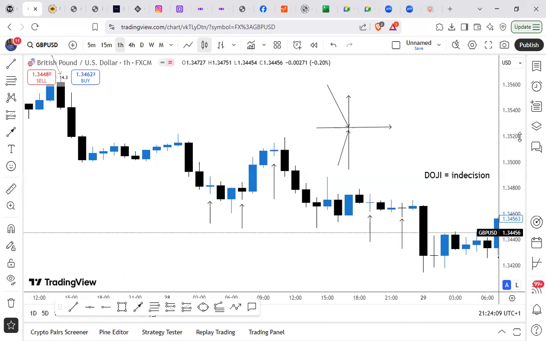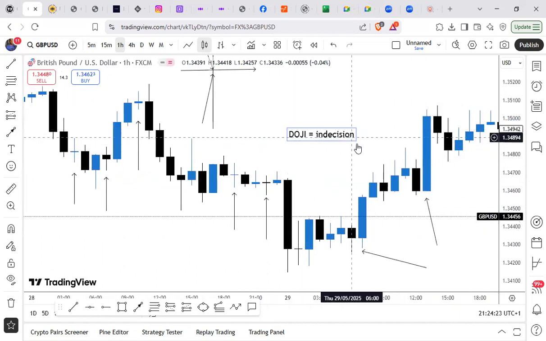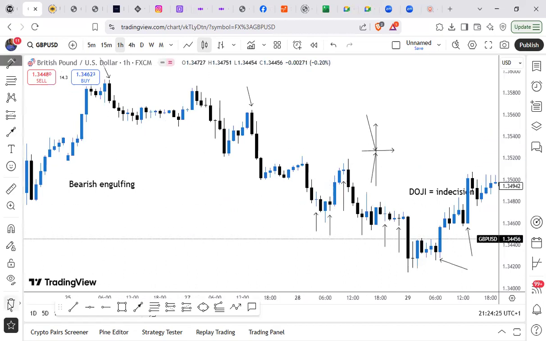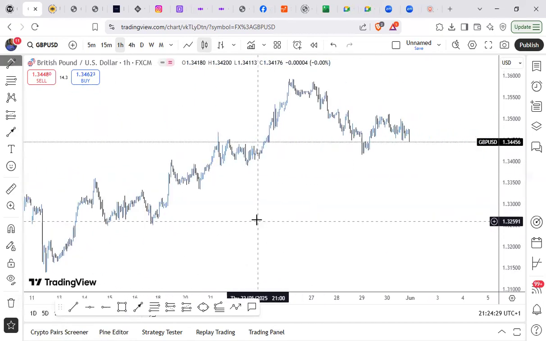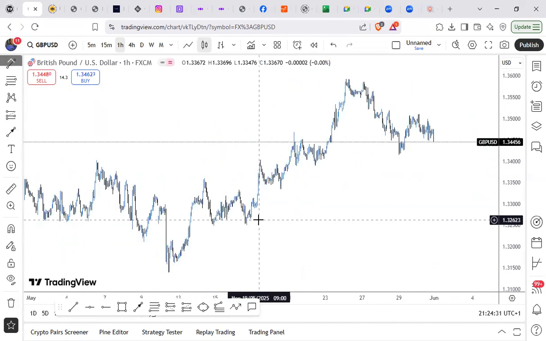Okay, but the doji can have a different use. I'll come to that later on. The doji can have a different use, which we are going to visit later. All right. So let me clear everything. Since that one was clear, I think we are going to head to the next one.